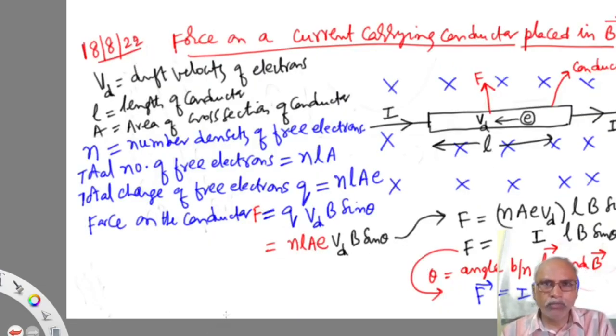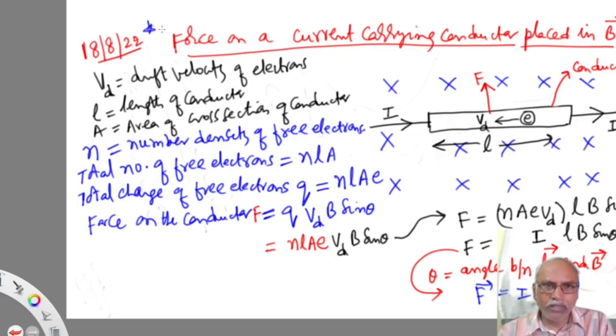Then we did force on a current carrying conductor in a magnetic field. This is also somewhat important. The force formula is F is equal to ILB sin theta. In vector form, F is equal to I into L cross B. L is the length, and the L direction is along the direction of current.